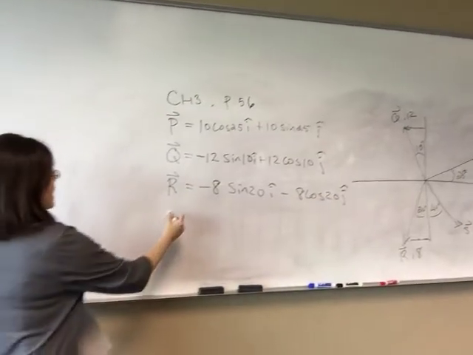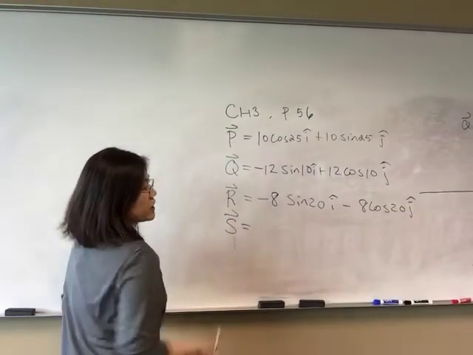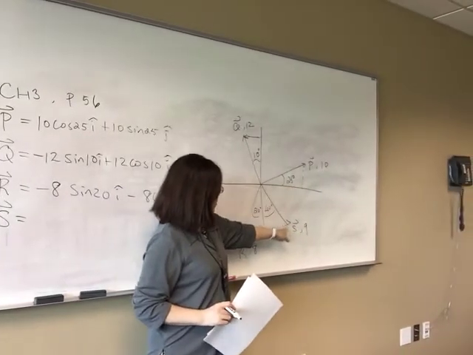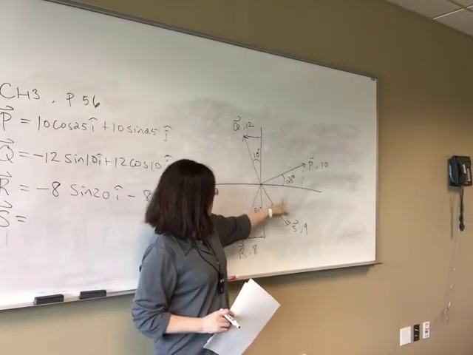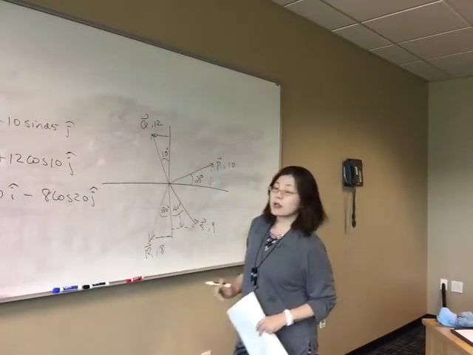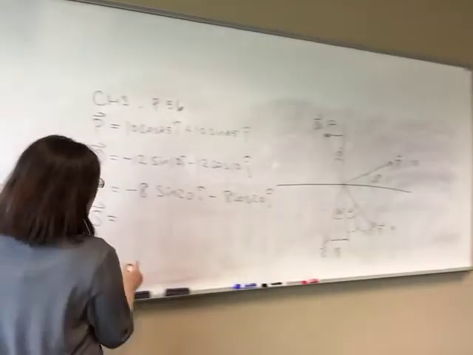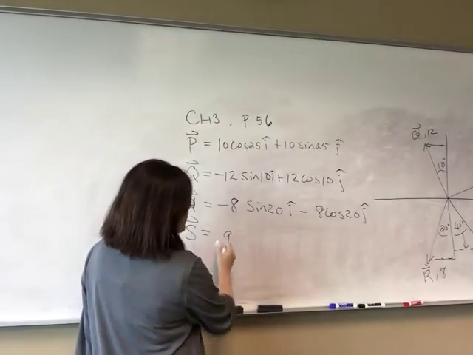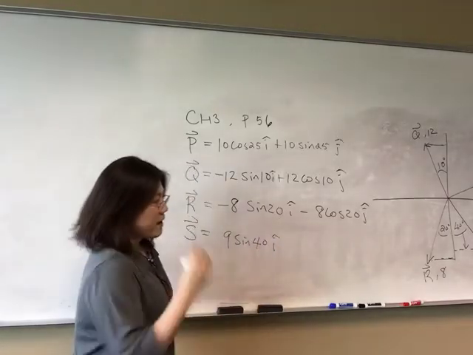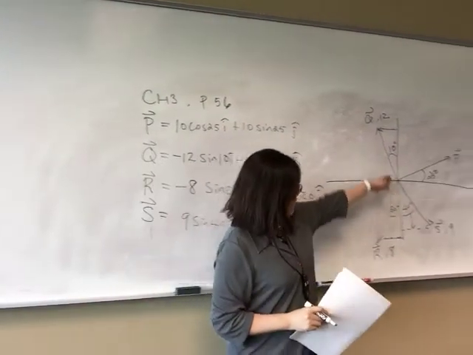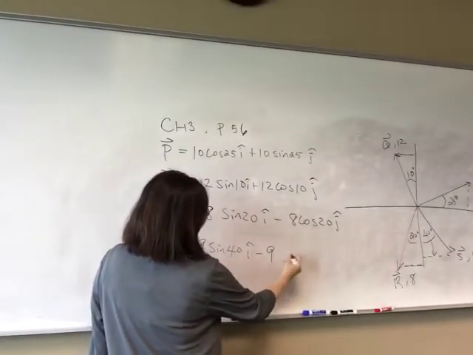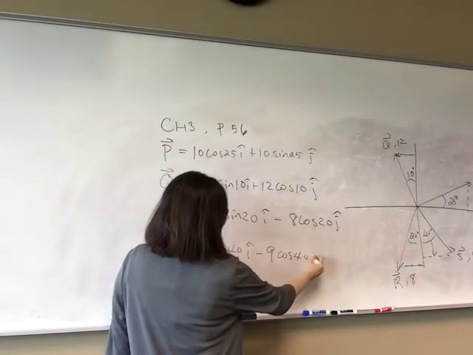Now that's down to the last vector, your s, which has a magnitude of 9, and you can see that the x component is positive, but the y component is negative. The x component here is opposite of this angle, so it should be sine. So you have positive 9 sine of 40 degrees I hat, and then your y component is adjacent, and it's negative, so it's negative 9 cosine 40 j hat.